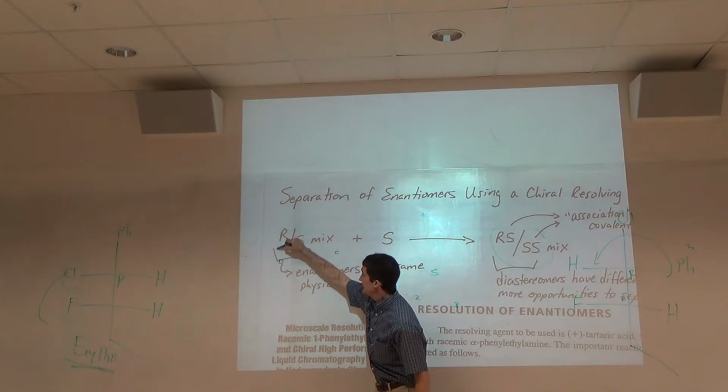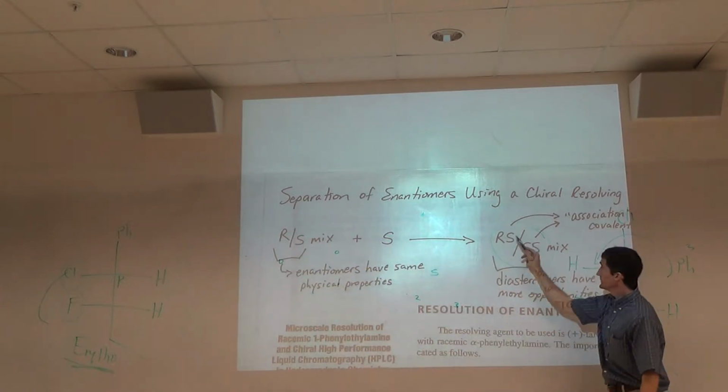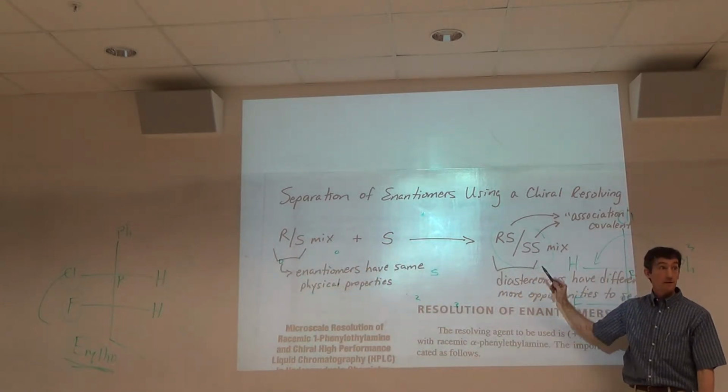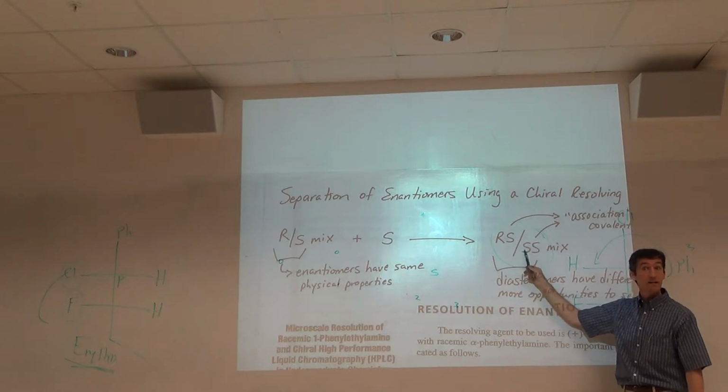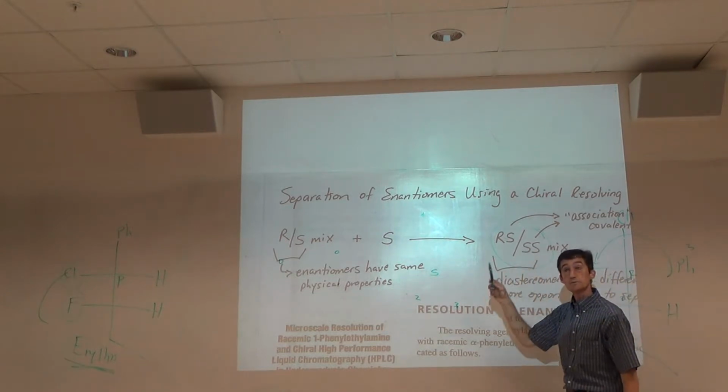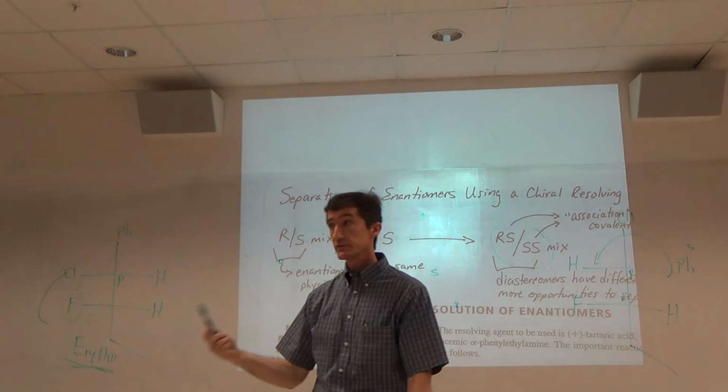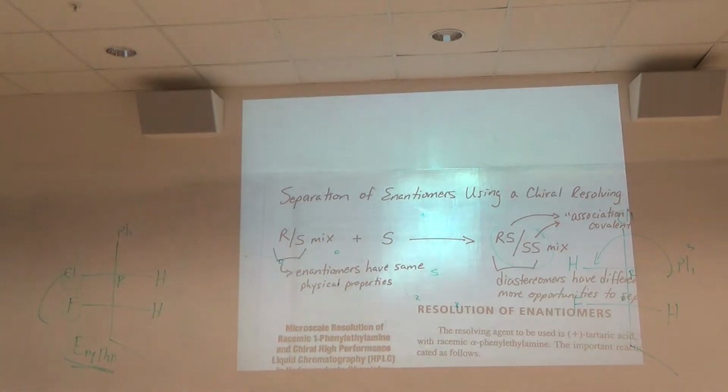Well, this mix is enantiomers. But what is this mix? RS and SS. That's now diastereomers. And diastereomers have different properties. And diastereomers can potentially be separated by recrystallization or distillation or something else.